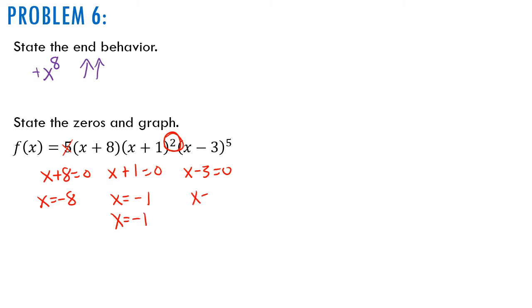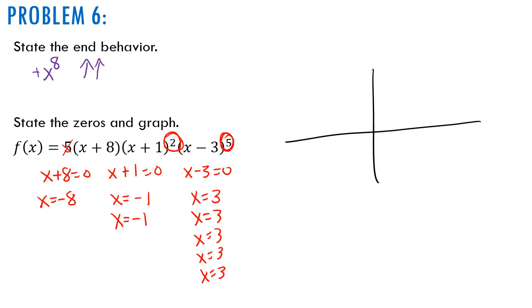This is going to be x equals 3. Now, once again, there's an exponent of 5. So there's really 5 of these. And we want to write them all out. Okay, now it's time to do the graph. So we're going to have a point at negative 8. We're going to have a point at negative 1. We're going to have a point at 3.